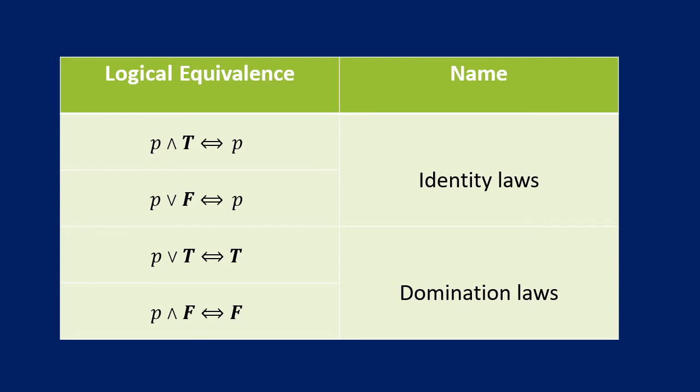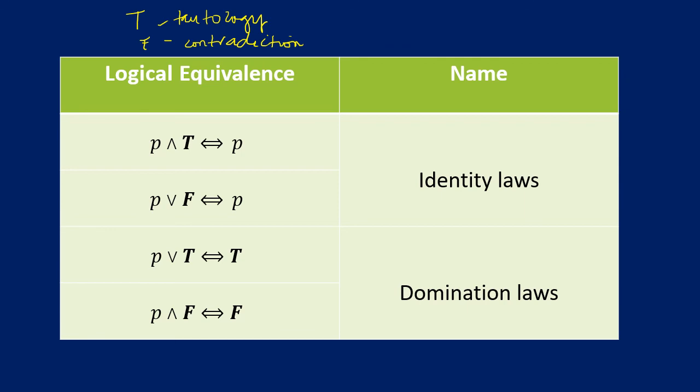Let's look at these logical equivalences. So we have these laws. So what is this saying? T here stands for a tautology, and F stands for a contradiction. That's why it uses F, because we know that a contradiction is always false, and a tautology is always true. So the identity laws, what is this saying?